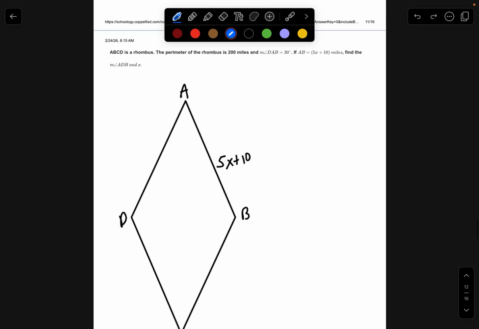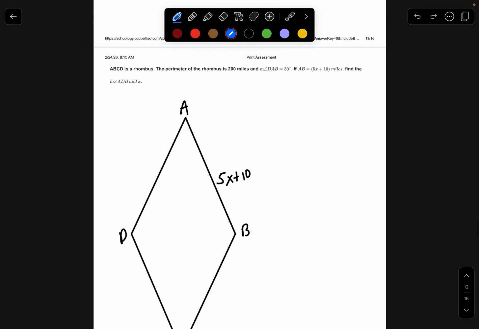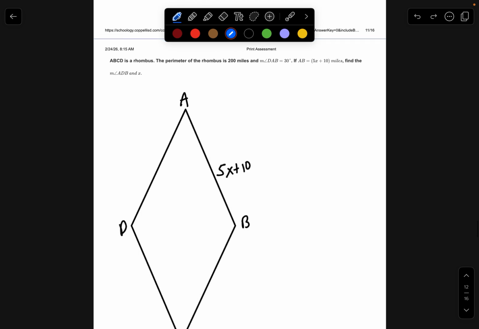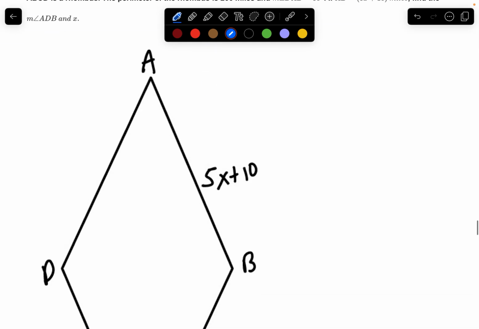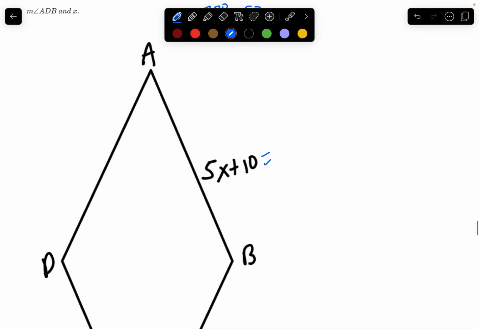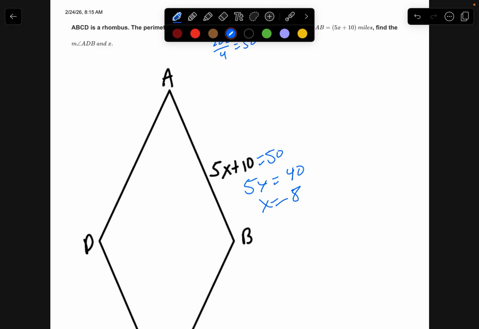All right, got another one. ABCD is a rhombus. So if this is 5x plus 10 and the perimeter is 200, all of these are 5x plus 10. So I'm going to do 200 divided by 4 and get 50. So right away, I know that this equals 50. So 5x equals 40 and x equals 8. I don't know what I'm going to do with it, but there we go.